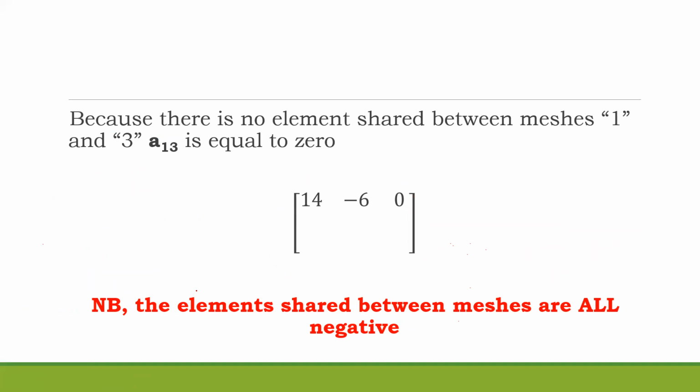And then we make the note here that elements that are shared between meshes are negative. Or in other words, only the elements on the lead diagonal of the matrix are positive. Everything else is negative.